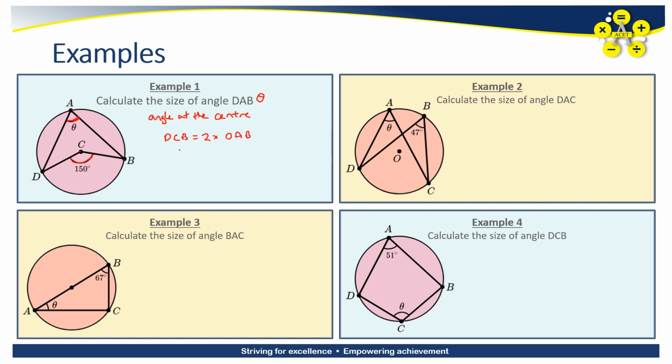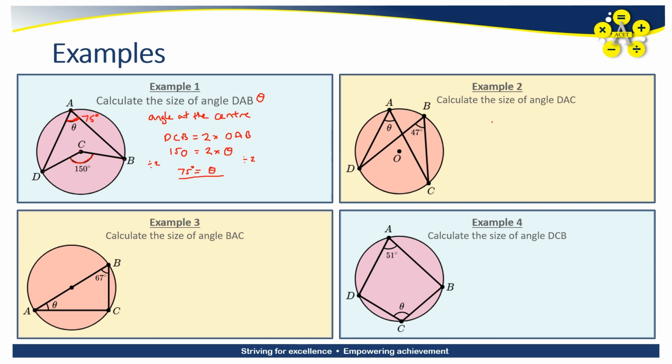Okay, so let's fill in what we know. We know angle DCB is 150 degrees, and we know it's 2 lots of angle DAB, which in this case has been called theta. So to remove this multiplied by 2, we're going to do the opposite, the inverse, and we're going to divide both of them by 2. And it's going to give me an answer of 75 degrees. And we have solved or calculated the angle.